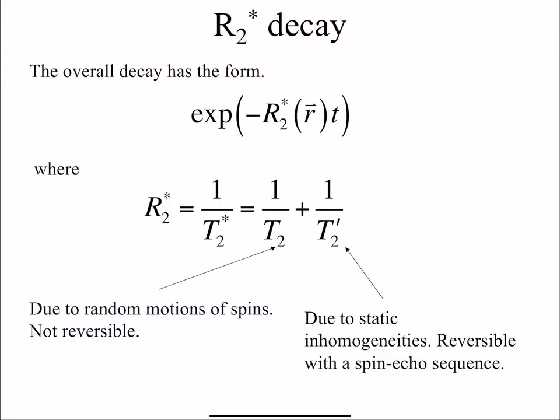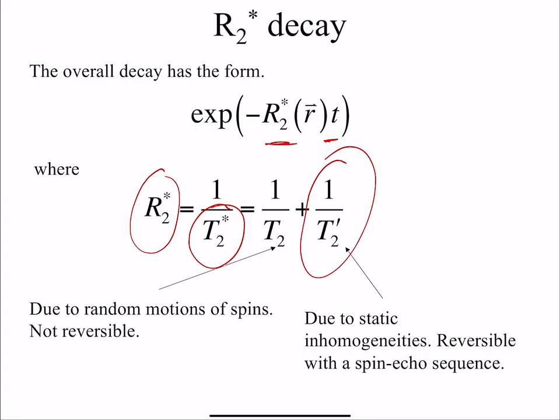It turns out that we need to review this thing called T2 star. So 1 over T2 star is just called R2 star, and that's typically what people talk about. The decay has the form of the exponential of minus R2 star times T. fMRI involves both T2 and T2 prime contrast, but by far most of it is the T2 prime contrast.